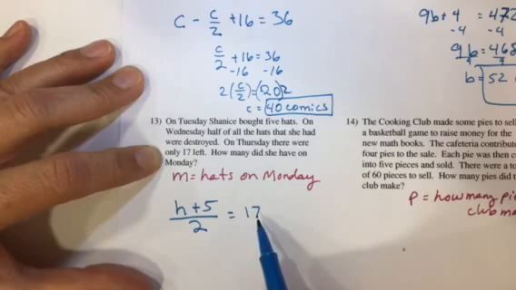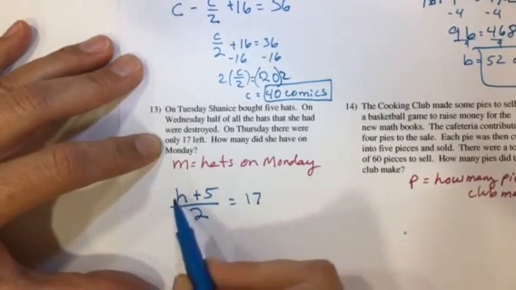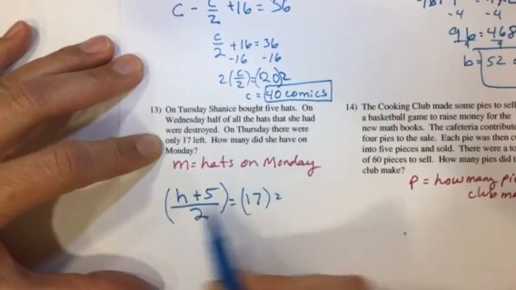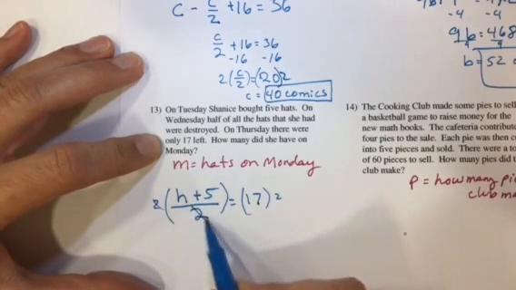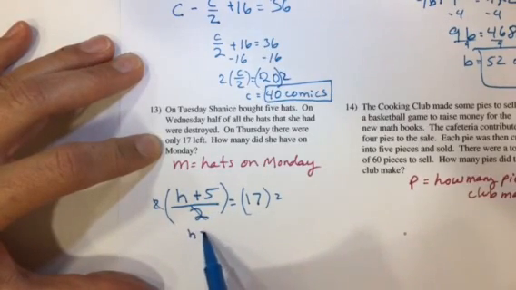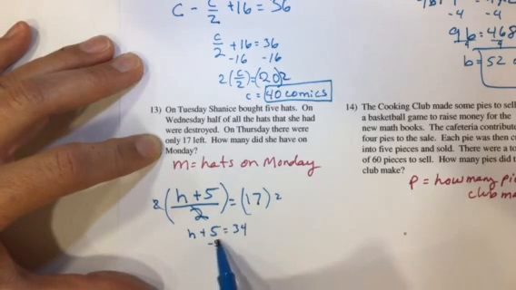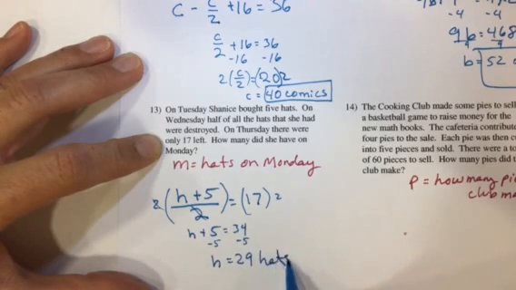This was kind of a hard one to write, so I wouldn't be surprised if you found that challenging. We need to multiply both sides by 2 to get the 2 out of the denominator. H plus 5 is equal to 34. Subtract 5 from both sides. H is equal to 29 hats on Monday.